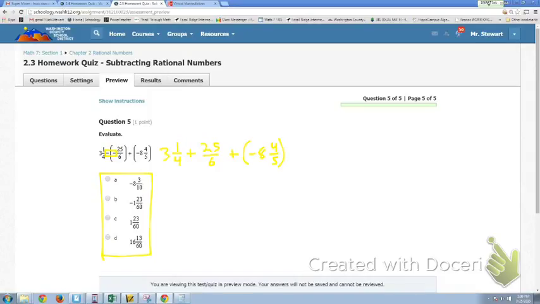My approach to solving fractions, if I can't clearly see a quick and easy solution, is to convert all of the mixed numbers to improper fractions. So 4 times 3 is 12, plus 1 is 13, so this is looking at 13/4 here. Plus 25/6, that's improper already, so I can just use that. And then 5 times 8 is 40, plus 4 is 44, so I'm going to add a negative 44/5 to that.